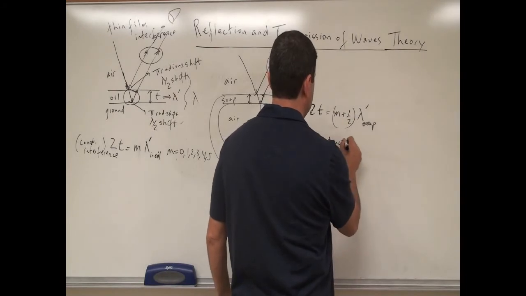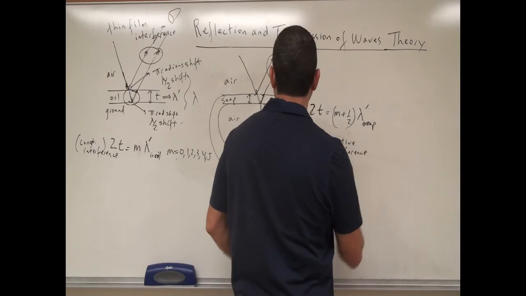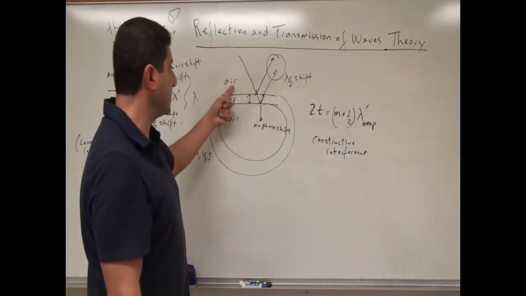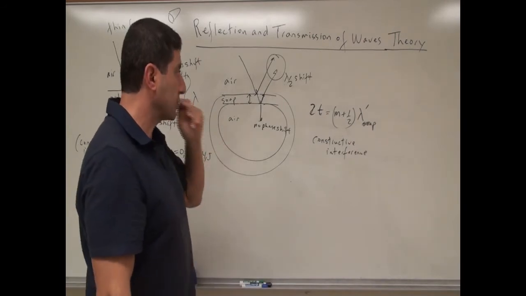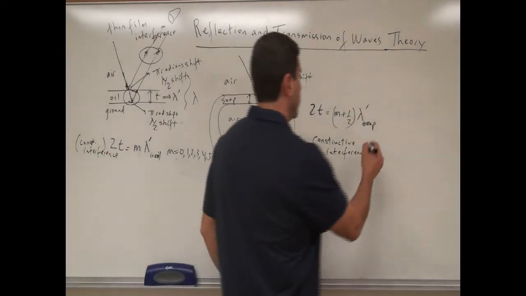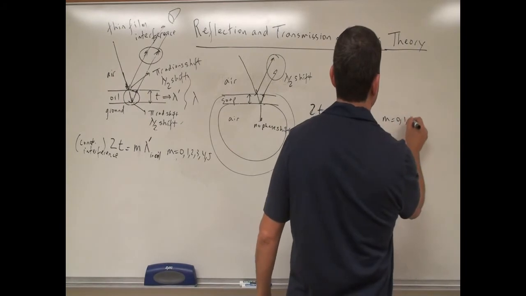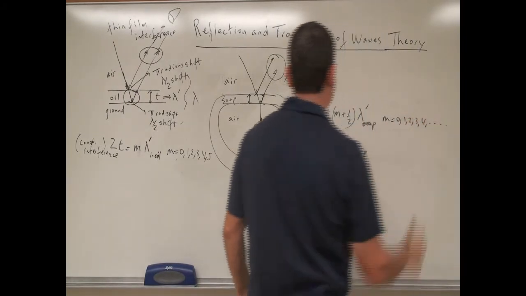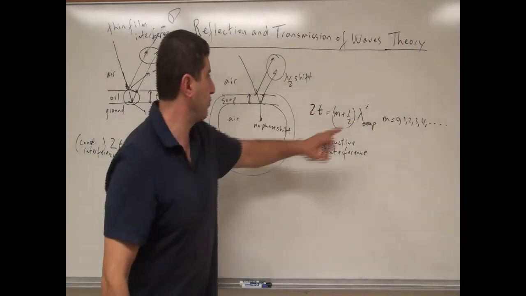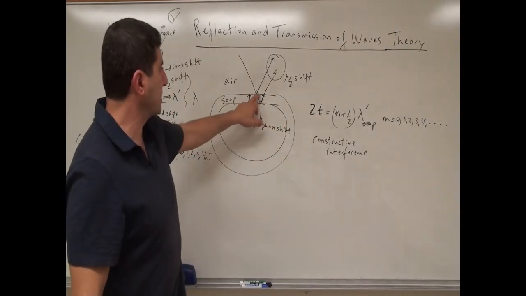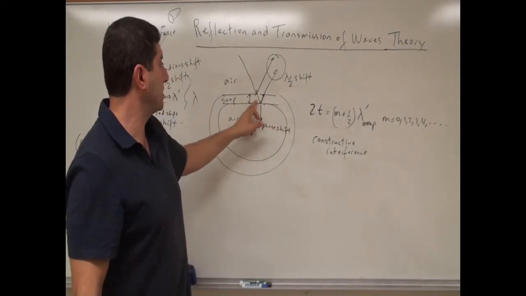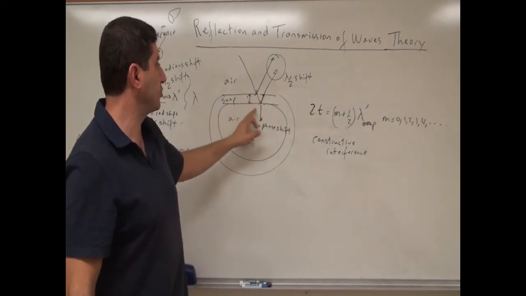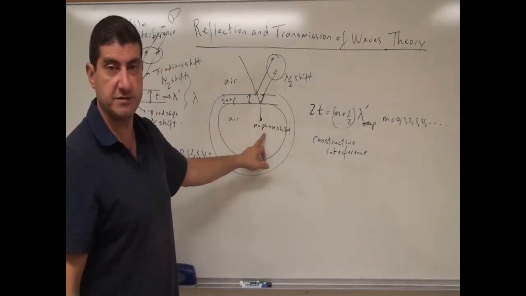This is the condition for constructive interference for a type of situation where you have a lighter medium, heavier medium, and then lighter medium. Okay? So why is there this extra half? And then you got m equals 0, 1, 2, 3, 4, and so on, right? Why is there that extra half? Well, because the wave that reflected from air to soap experienced a half a wavelength of a shift, but the wave that reflected from soap to air experienced no shift, right?